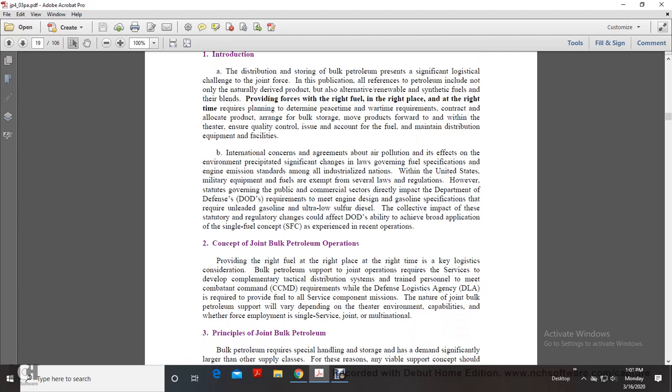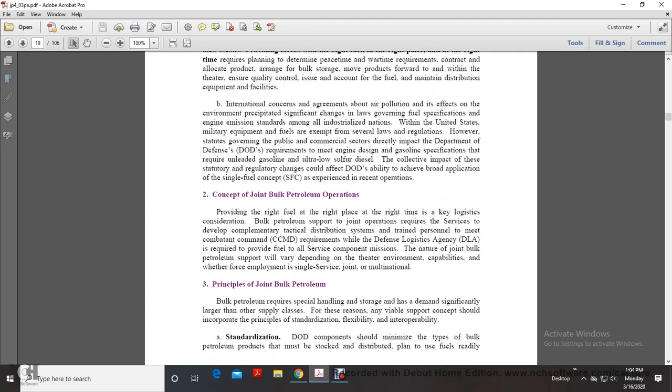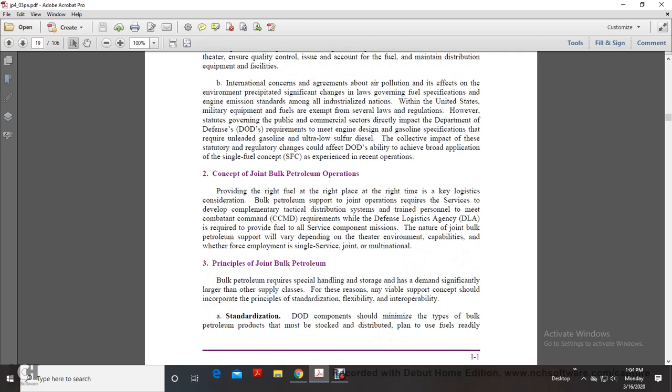Concepts of the joint bulk petroleum operation. Provide for the right fuel, right place, right time, a key logistics consideration for petroleum support. Joint operations require the services to develop complementary tactical distribution systems and train personnel to meet the combatant command's requirements. The Defense Logistics Agency is required to provide support to all of the components. The mission nature of joint bulk petroleum support varies depending on the theater, environmental capabilities, and force employment, with a single manager of the joint and multinational principle of joint bulk petroleum.